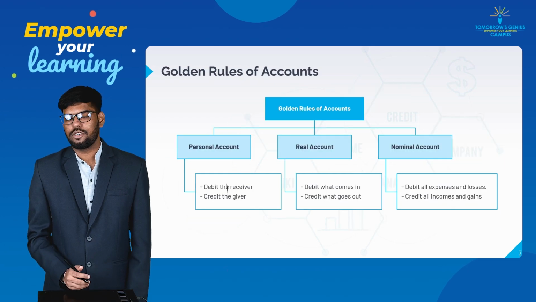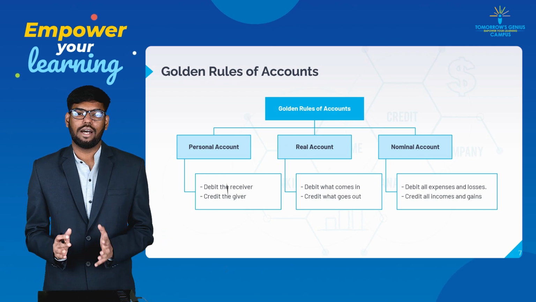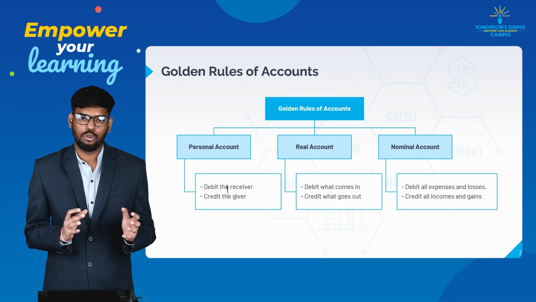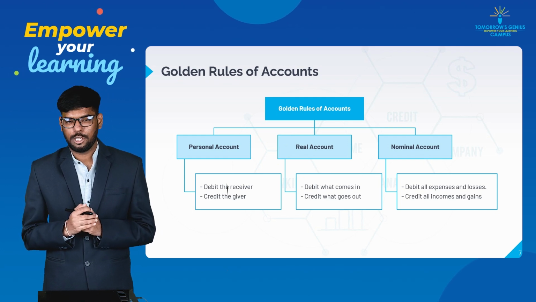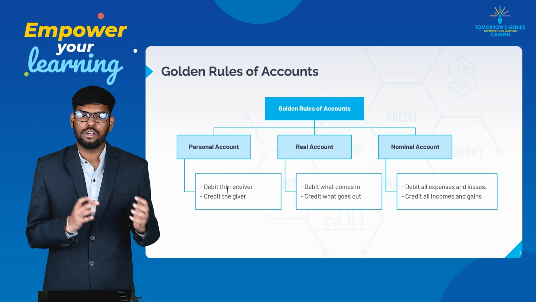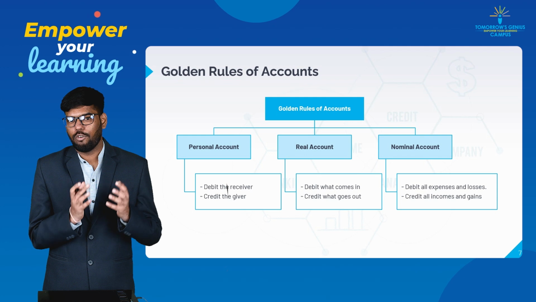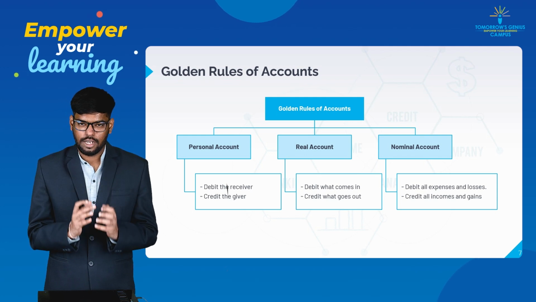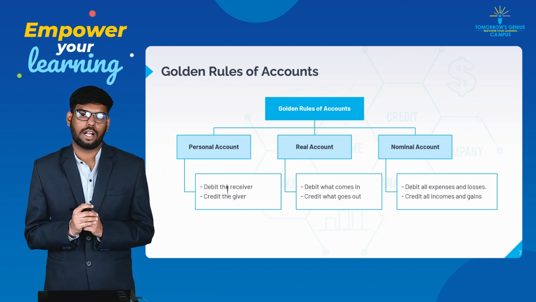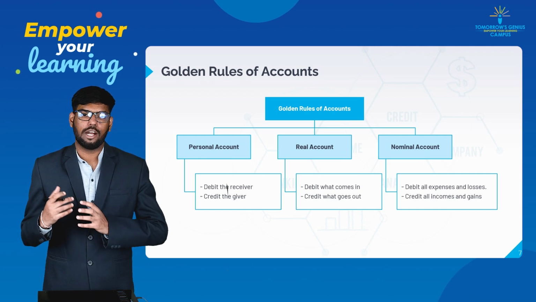The next concept that we will discuss here is the golden rules of accounting. As we know, whatever accounts are there are divided into two broad categories, as per the traditional approach and as per the modern approach. As per the traditional approach, accounts are divided into three categories: personal account, real account, and nominal account. Whenever any account falls under personal, real, or nominal account, there are rules, and those rules are known as golden rules of accounting. With the help of these rules, we can understand which account to debit and which account to credit.